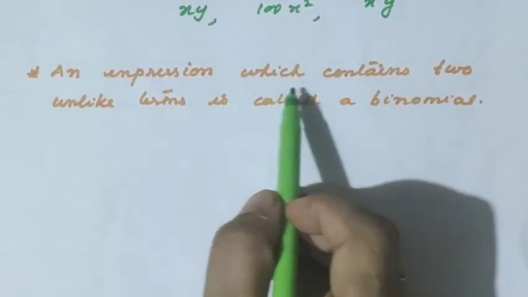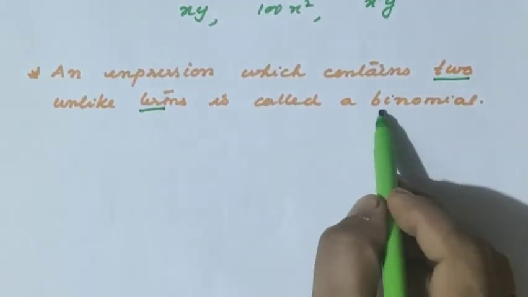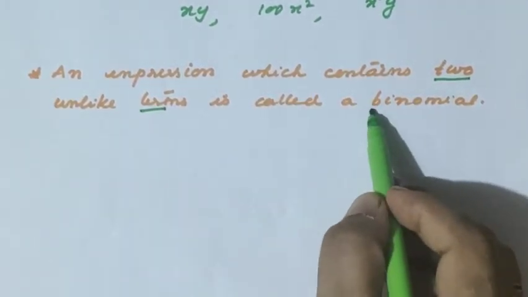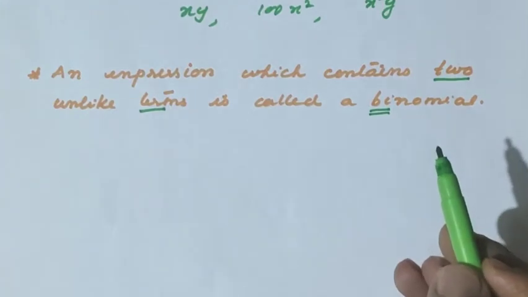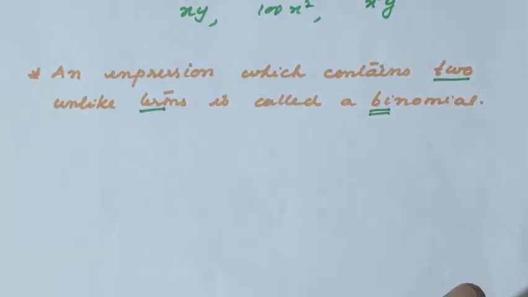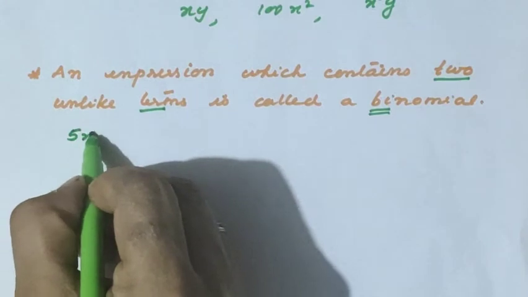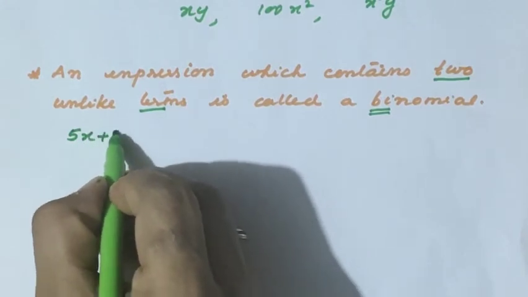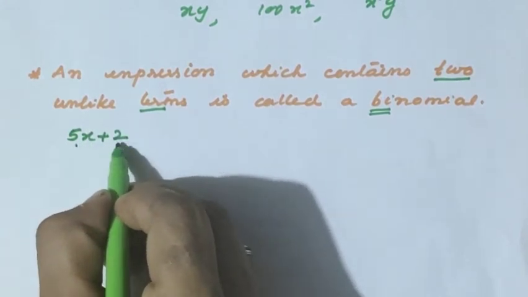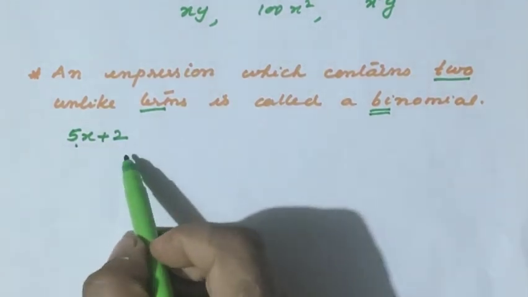An expression which contains two terms. Now we are learning about two terms, which is called a binomial. By its meaning, bi is two, so two terms. Here in the textbook it is mentioned two unlike terms. Just if they give two terms also, we can call it a binomial. Let us see the example. 5x, it's a monomial. I'm adding 2 to this one, so we are getting the first term and the second term. So how many terms are there? Two terms, so it is called a binomial.